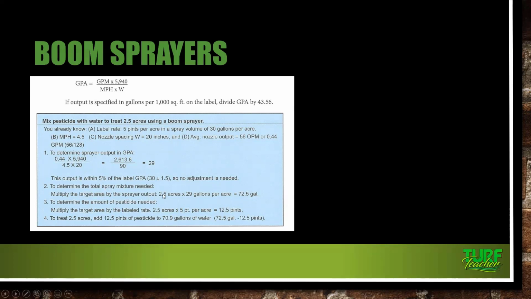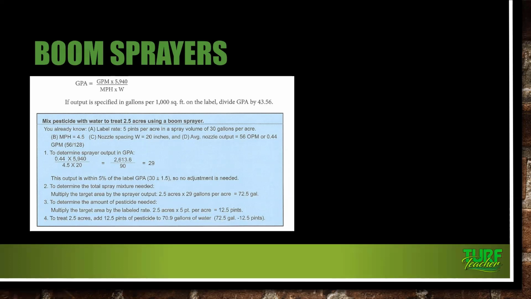So determine our total spray mixture needed. Multiply the target area by the sprayer output: 2.5 acres times 29 gallons per acre is 72.5 gallons. To determine the amount of pesticide needed, we're going to multiply the target area by the label rate, 2.5 acres times 5 pints per acre. So we need 12.5 pints. So to treat the 2.5 acres, add 12.5 pints of pesticide to 70.9 gallons of water. We're going to subtract out the 12.5 pints from the 72.5 gallons to get that 70.9 gallons of water and our pesticide.